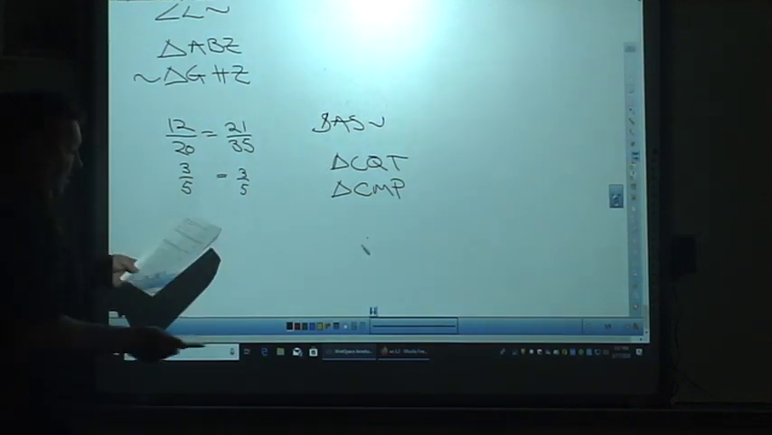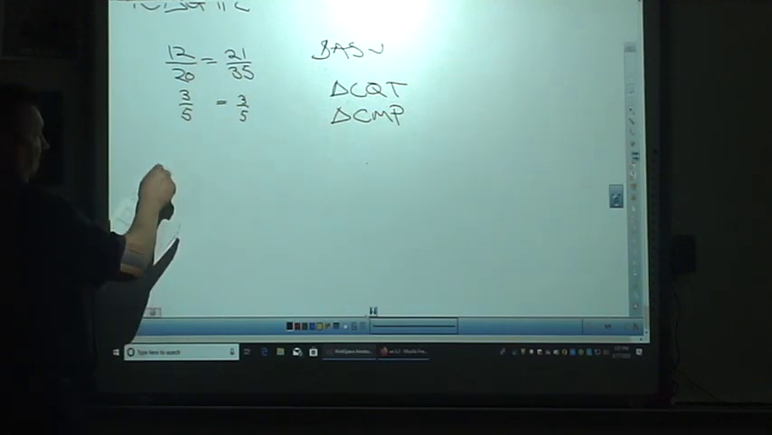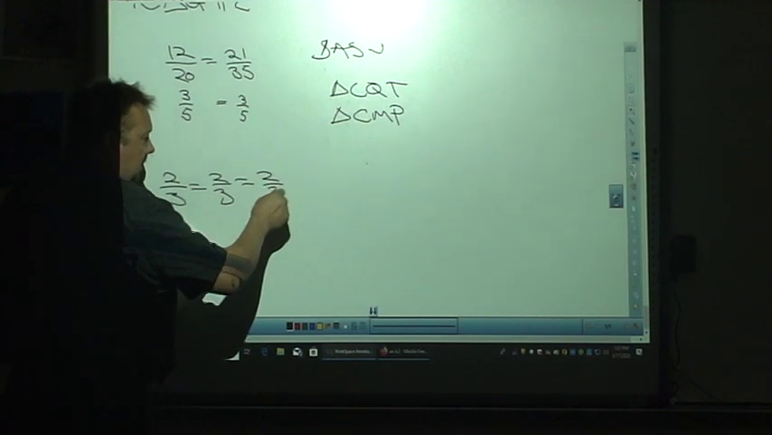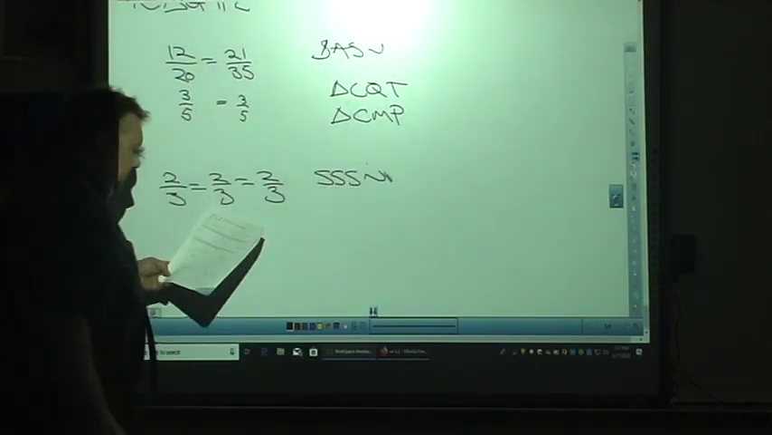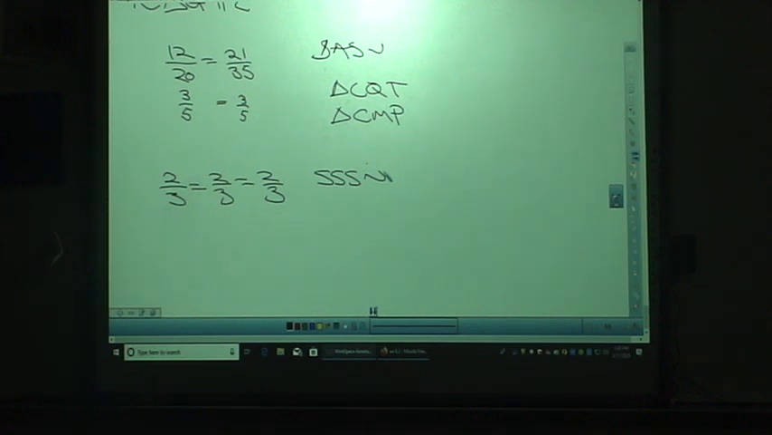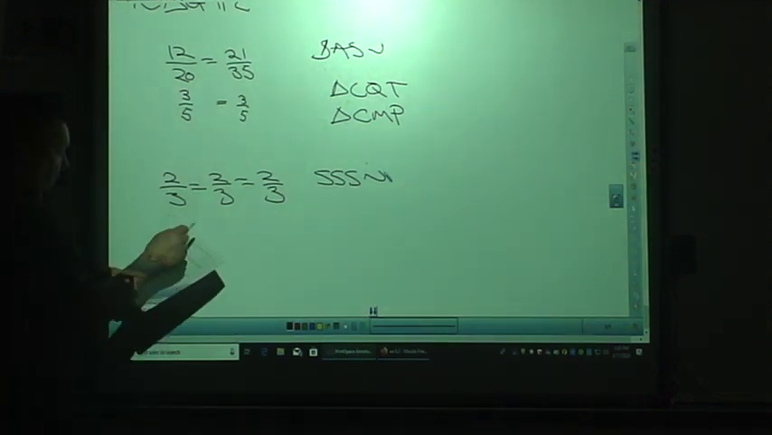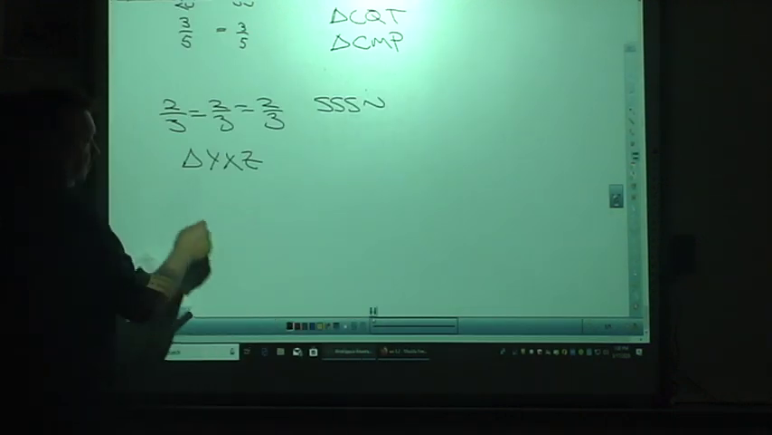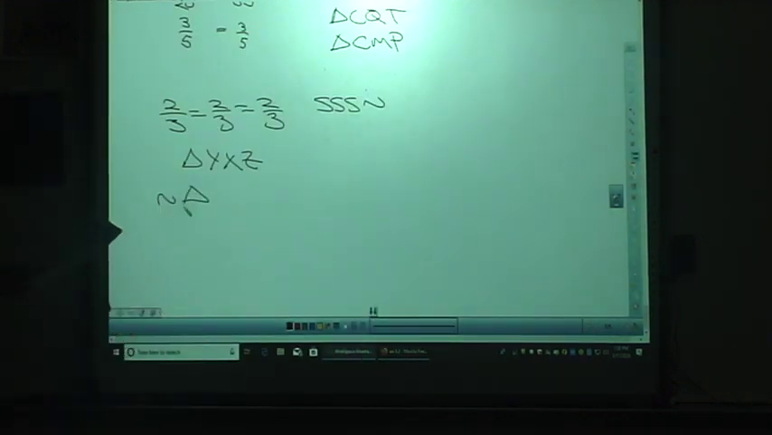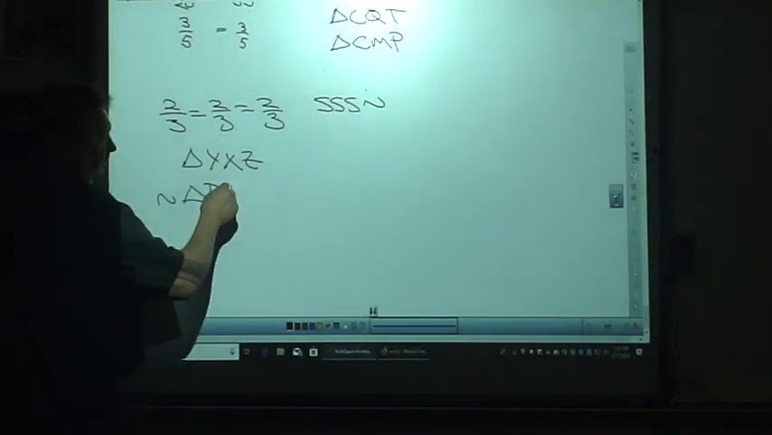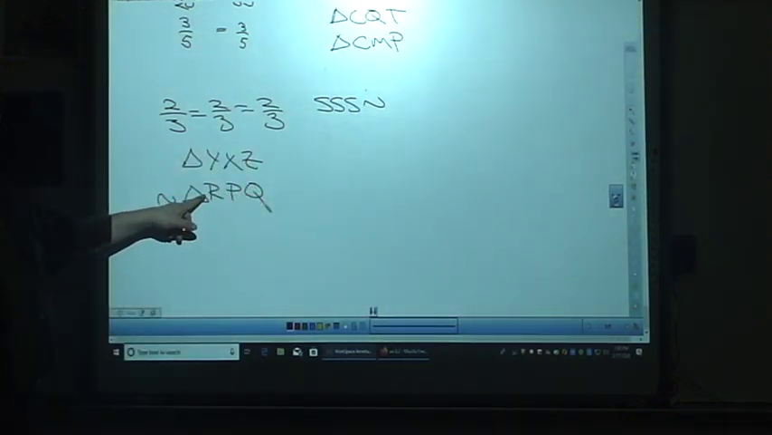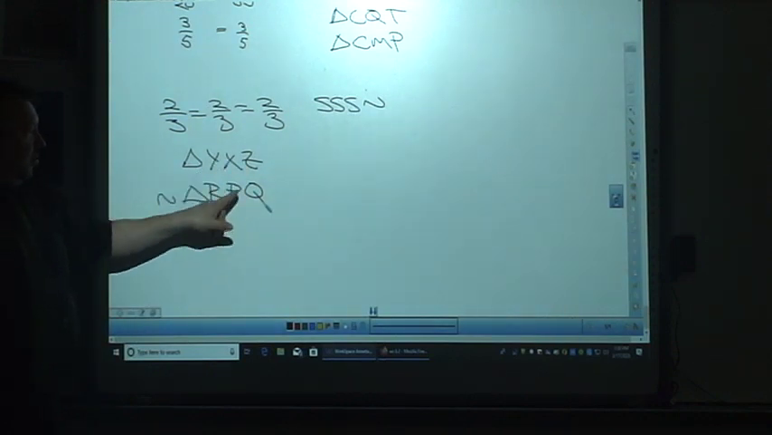36, you check the sides. In this case, they all simplify to 2/3. So similar by side, side, side. And then I'm going to look at my correspondence. I'm going to start with, let's say, y to x to z. Y to x to z would be r to p to q. Once again, if you did zxy, then it would be qpr. If you did xzy, pqr.